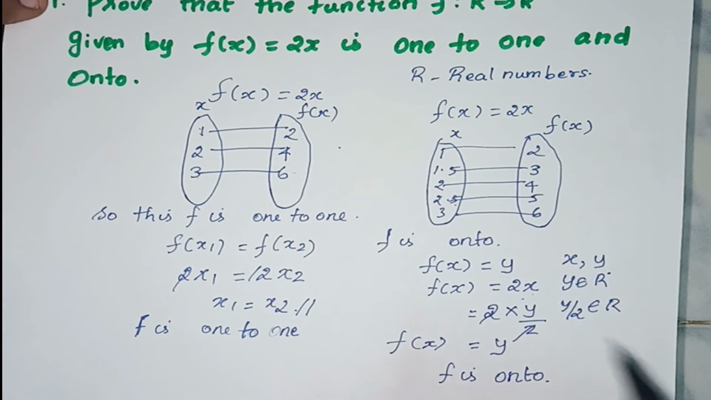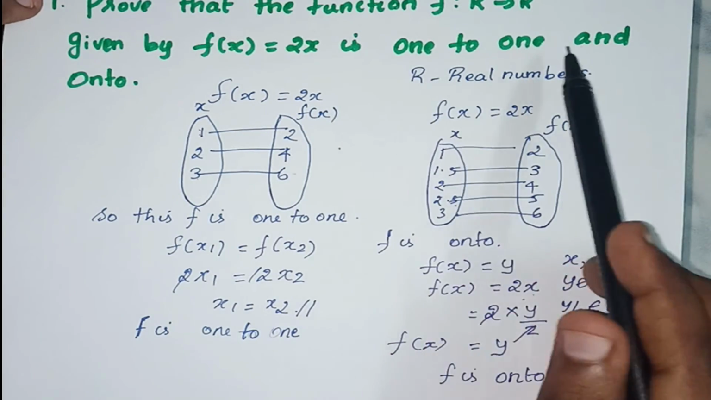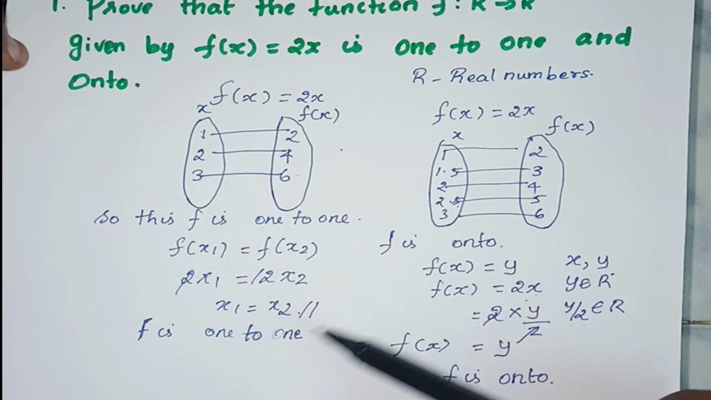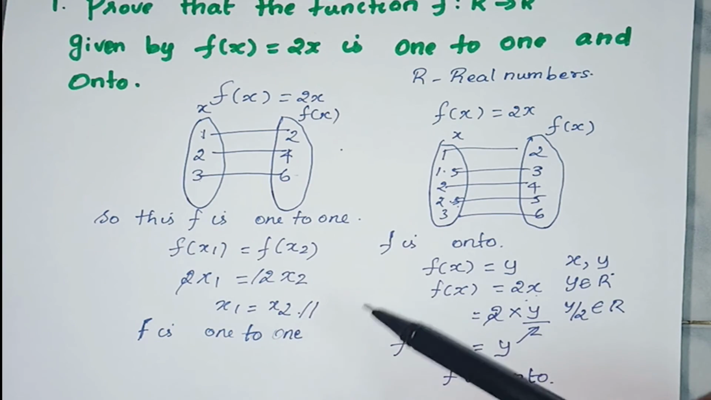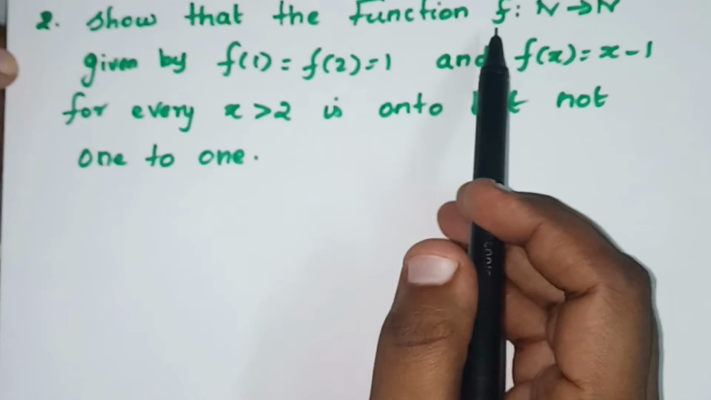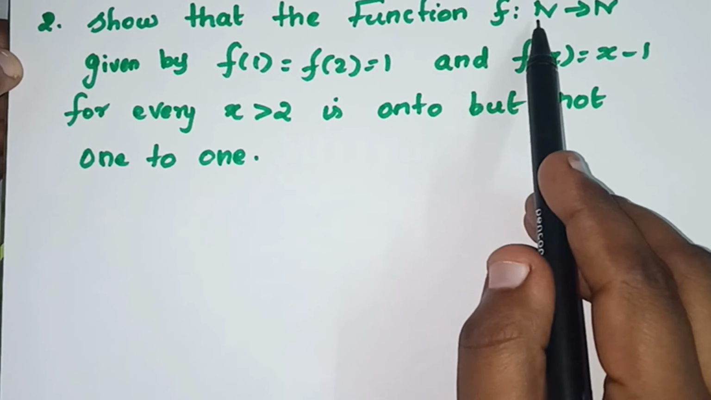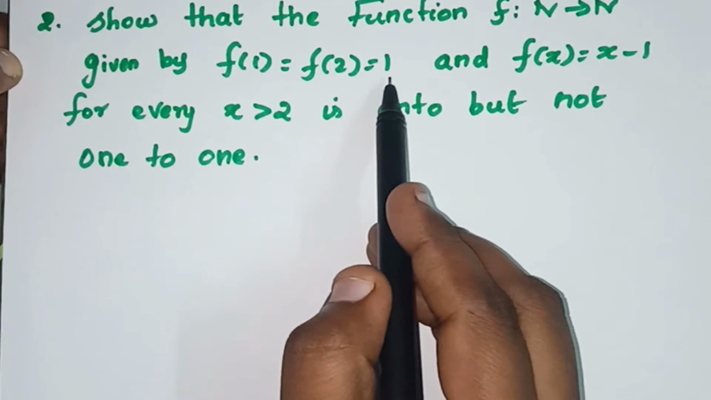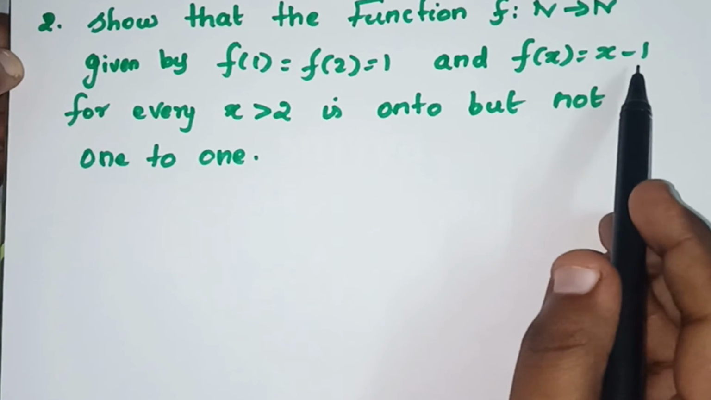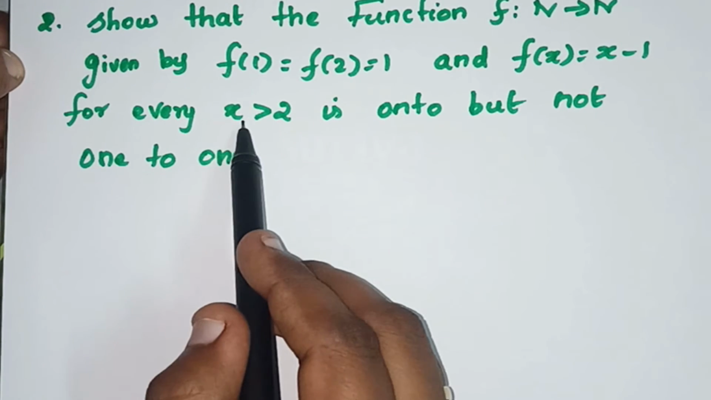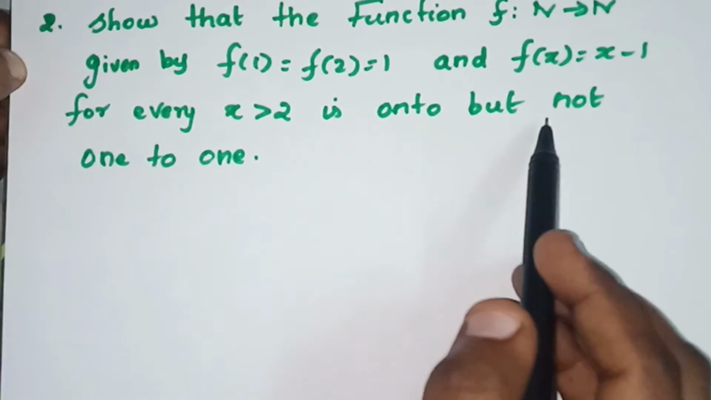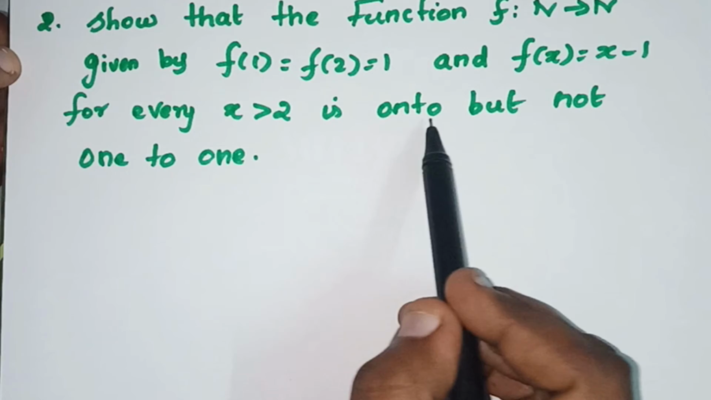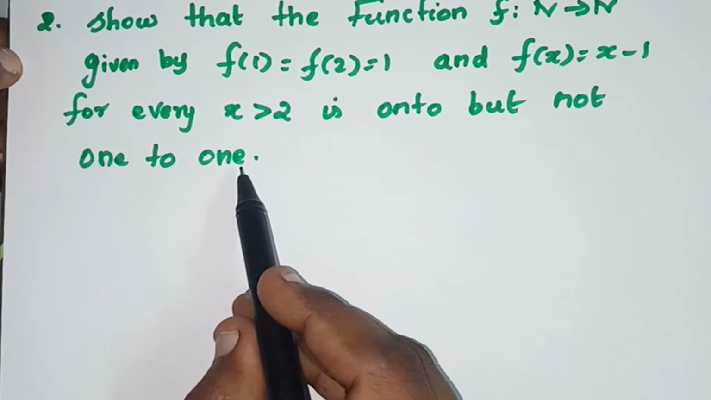So we proved that the given function is one to one and onto by using some visual explanation and this mathematical expression. Okay. Second example: show that the function f from N to N, given by f of 1 equal to f of 2 equal to 1 and f of x is equal to x minus 1 for every x greater than 2, is onto but not one to one. So we have to prove the given function is an onto function but not a one to one function.